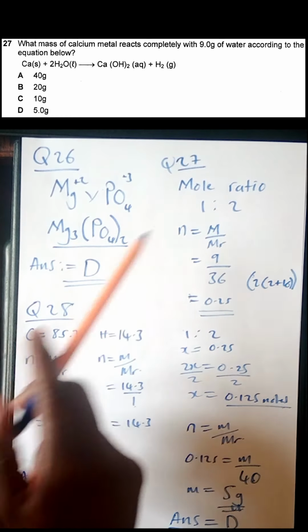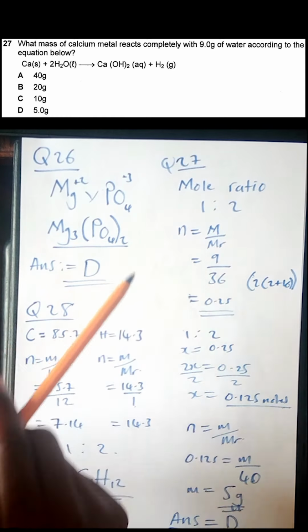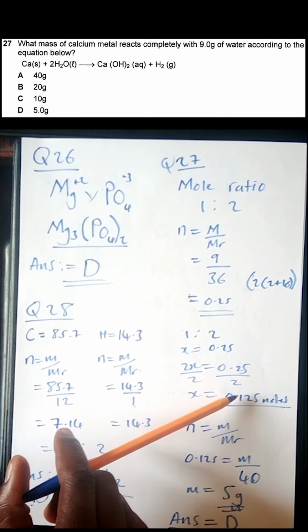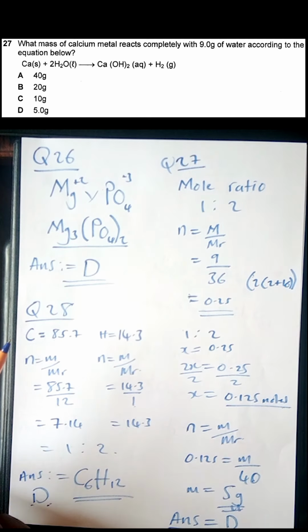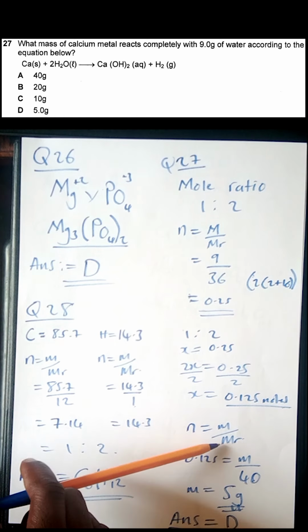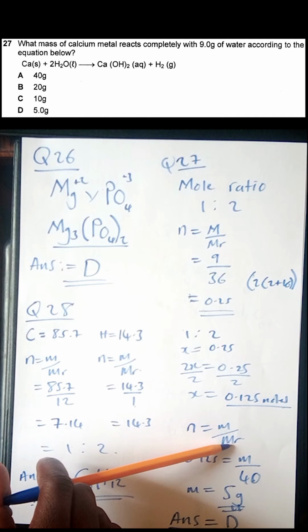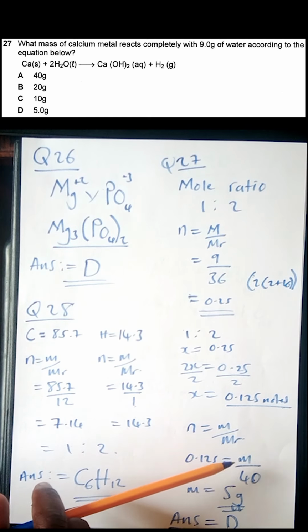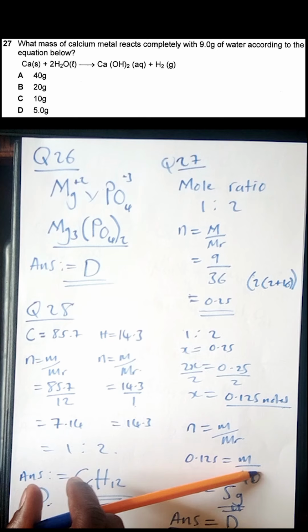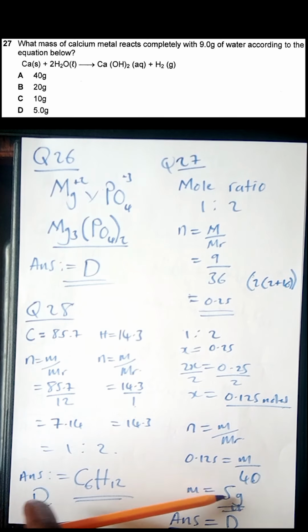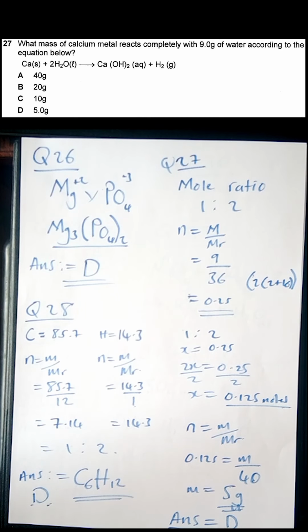Since the mole ratio is 1 to 2, if water is 0.25, what would be for calcium? We cross multiply, so we find the number of moles for calcium to be 0.125 moles. So what are we going to do to find the mass of calcium? We employ the same formula. Number of moles is equal to mass over molar mass. Number of moles 0.125. Mass is what we are solving for. Molar mass of calcium is 40. We cross multiply, we find the mass to be 5 grams. And this answer is found on option D. So D is the answer. We move on to question number 28.